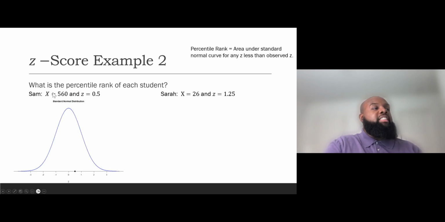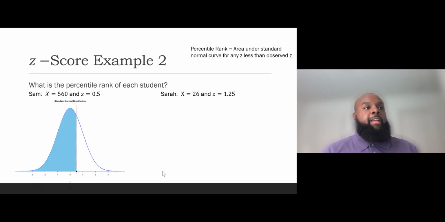Sam's score was 560. We converted it to a Z. We got 0.5, right? So if I want to find his percentile rank, I find 0.5, and I need the area under the curve for values less than 0.5. So it would be that area right there, right?